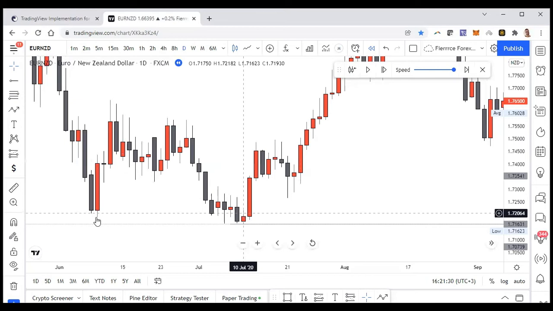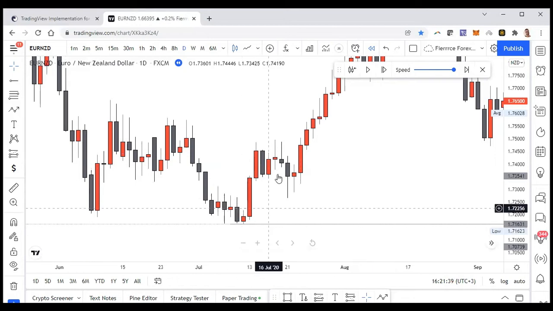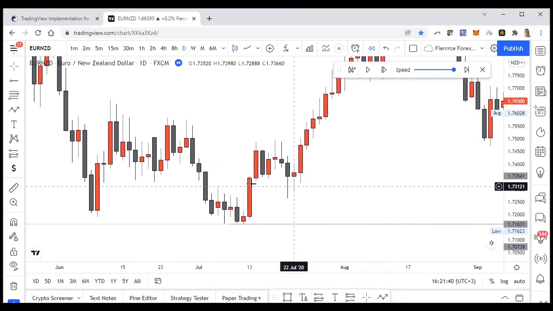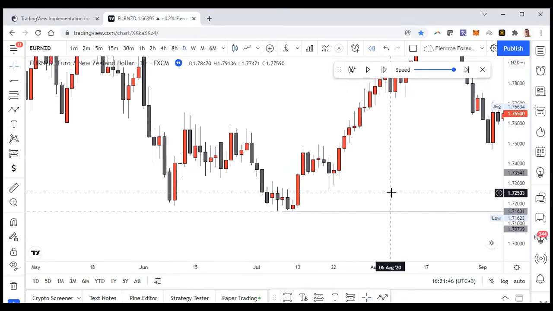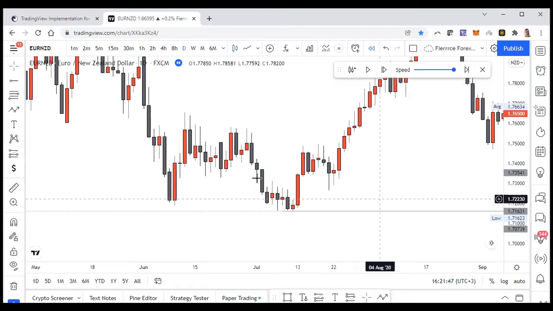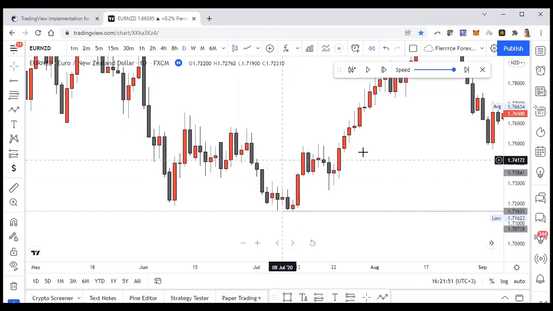Because if this was the support, how come it broke down and formed another support almost near this other one and kept on doing that? You get what I'm saying? So what you'd rather want to look at is where the orders in the market lie. And most of the orders in the market tend to lie around supply and demand zones.